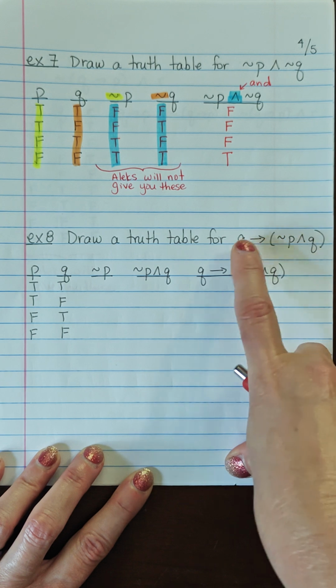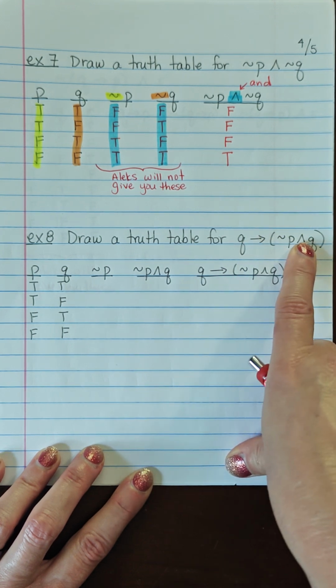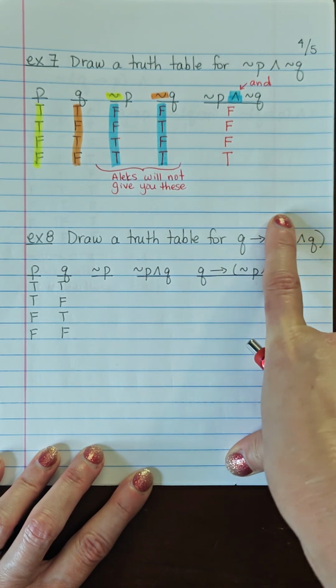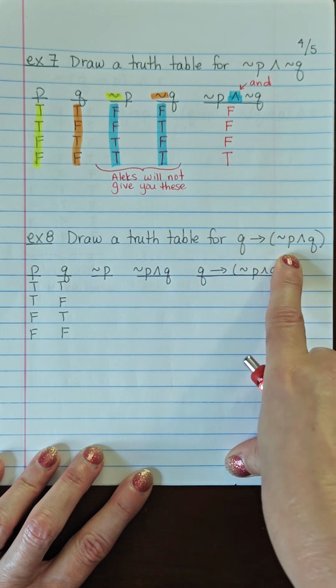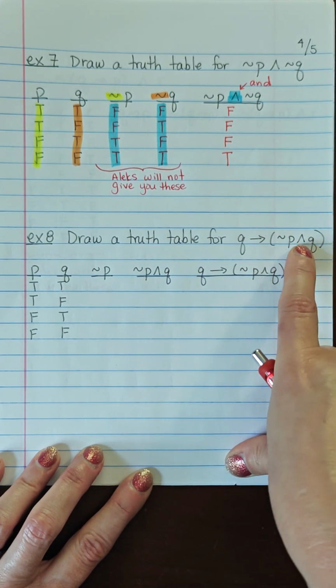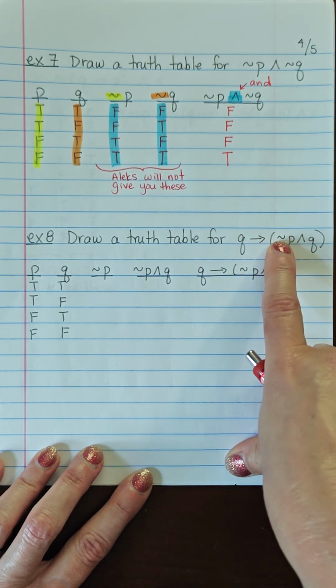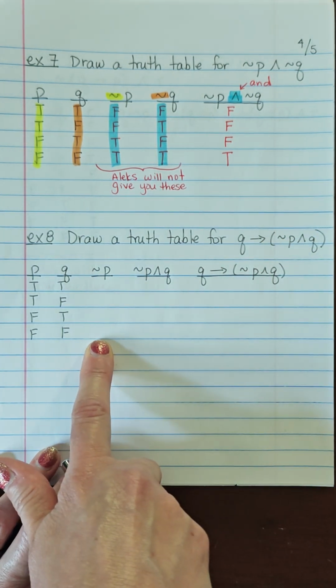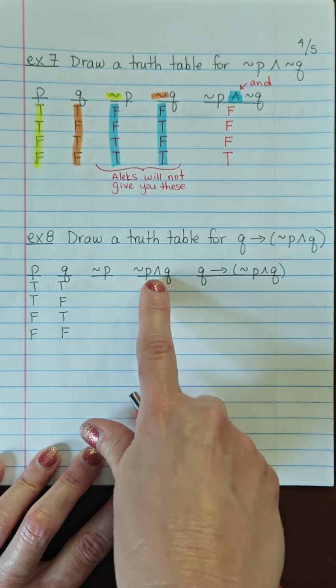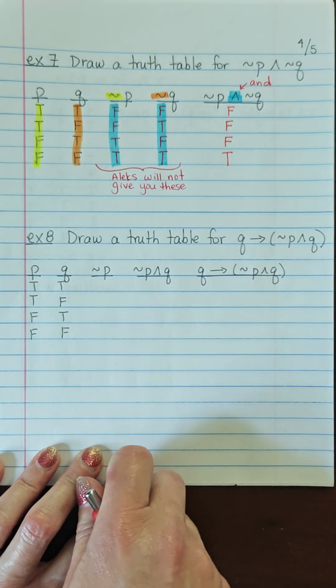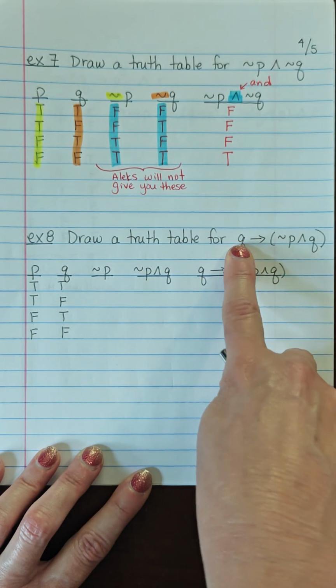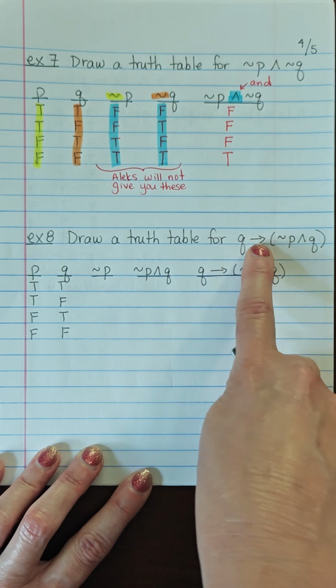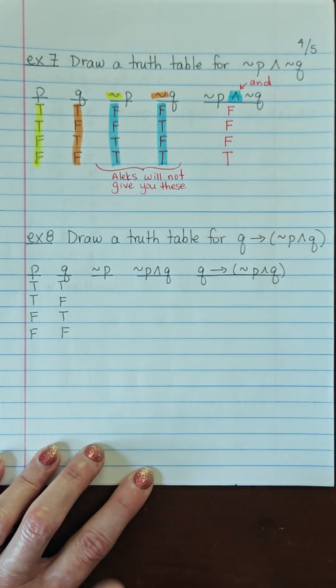All right, so I can't do that conditional first, so don't just go left to right. I have to work in the parentheses first. But even within the parentheses, I can't do this and this not at the same time. So I made a column for the not. Then I did the column for the and, connecting those two. Then I can do my conditional, my Q toward that stuff.